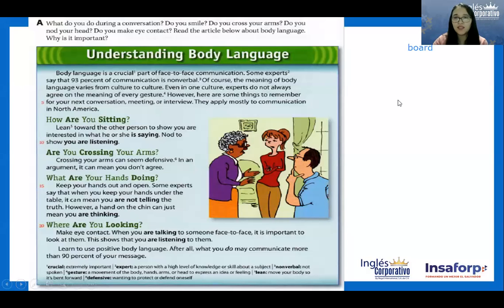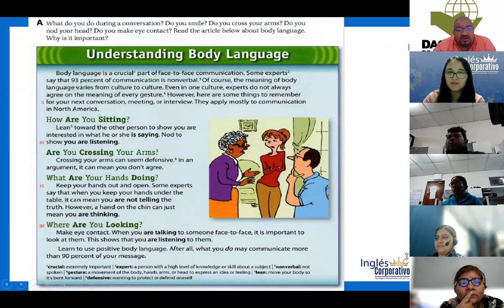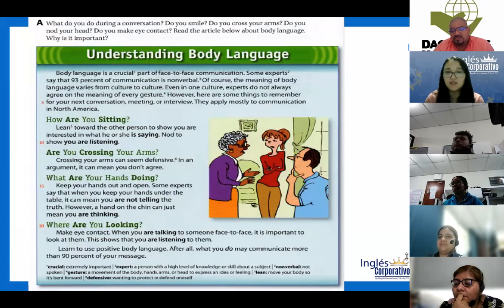So what is body language, guys? Let's go with that. What is the body language, Carlos? What do you know about it? When do you use body language? ¿Qué es el body language? I don't understand body language. For example, when you are in an interview, cuando estamos en alguna entrevista, ellos analizan el body language, right? If we are nervous, we say something with our hands, we do something with our body. Expressions, right? Yes, that's right.